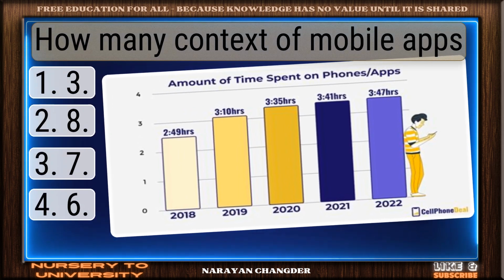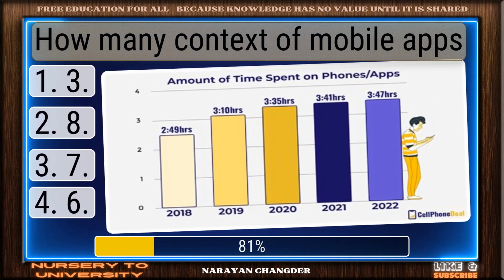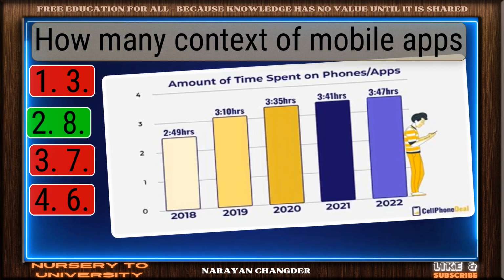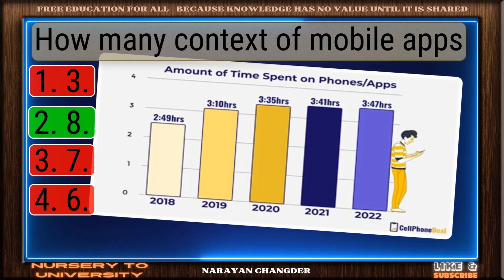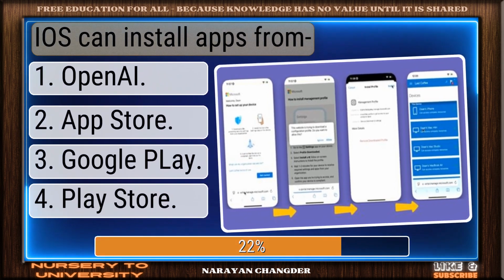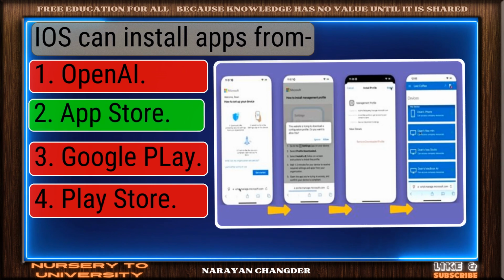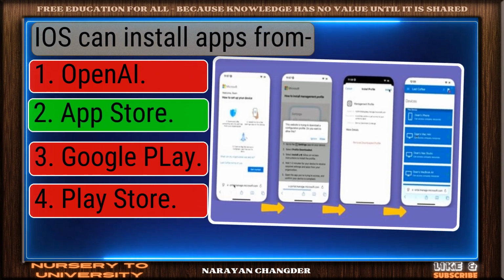Question number 44. How many contexts of mobile apps are there? Nice selection. 8 is the correct and valid answer. Question number 45. iOS can install apps from? Excellent choice. App Store is the right answer.